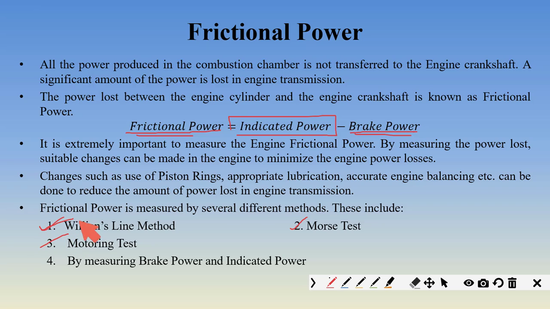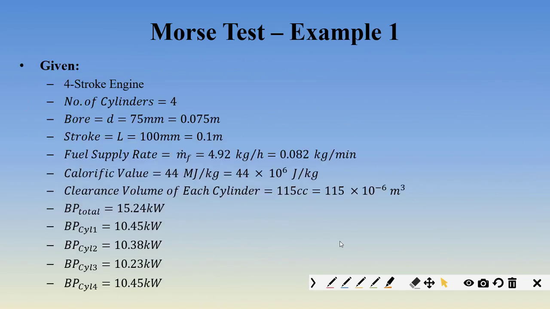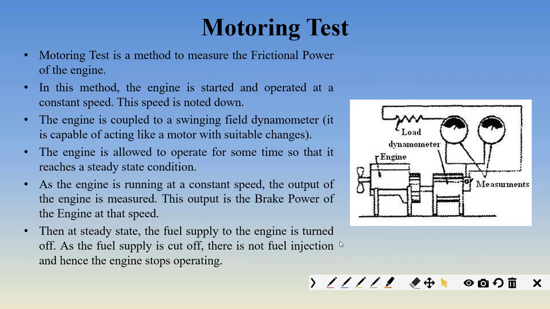Now we have seen Williams line method, we have seen Morse test. Now we will see motoring test. Now motoring test is also quite easy, quite understandable, not that difficult. Motoring test works on the principle that a dynamometer can act as a motor and a motor can act as a dynamometer.